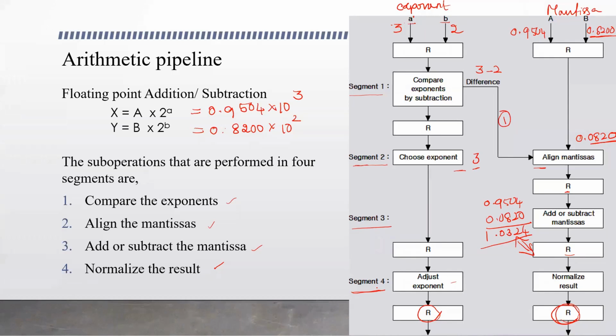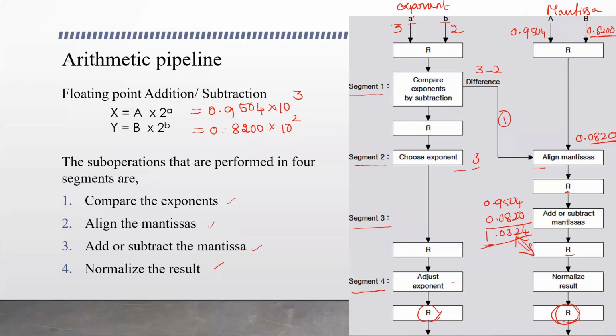And the next segment, segment 4. In segment 4, the operation performed is to normalize the result. So here there is an overflow after addition of these two numbers. We say there is an overflow because the digit that comes before the decimal point is 1 here.